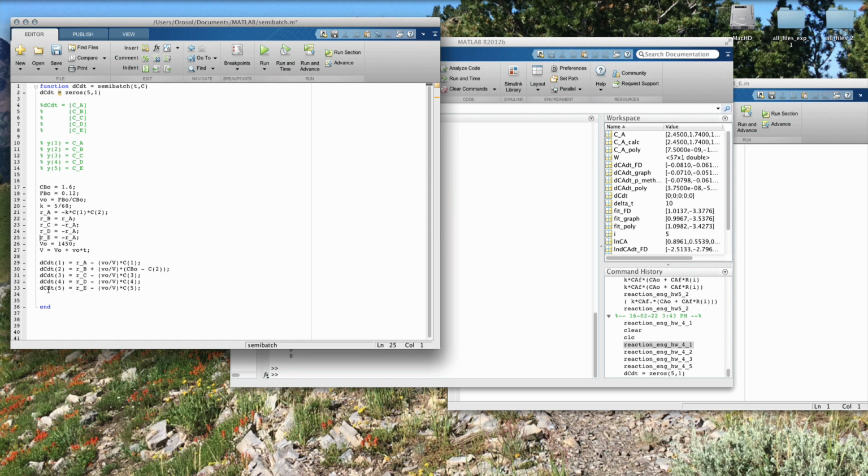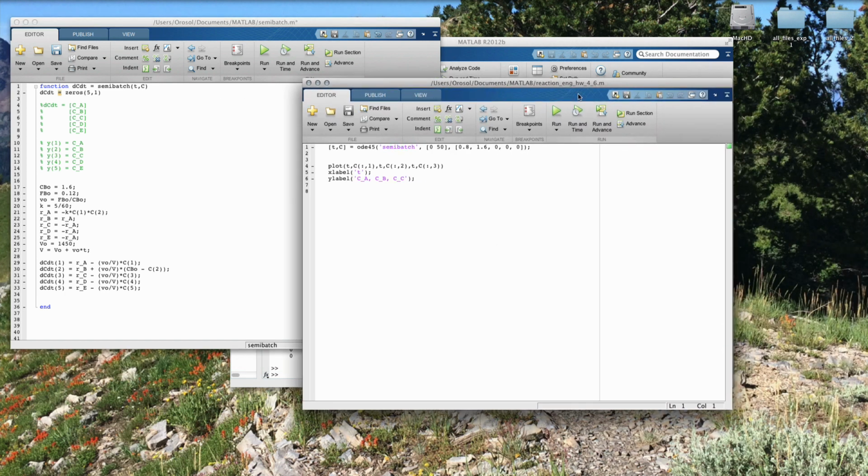dCD dt is equal to RD minus V naught over V multiplied by C4. And dCE dt is equal to RE minus V naught over V multiplied by C5. So once you have this set up, then it's the same thing. You just write a script that calls ODE45. So this is saying T and C are equal to, and then I give it this function so it can calculate the right-hand side.